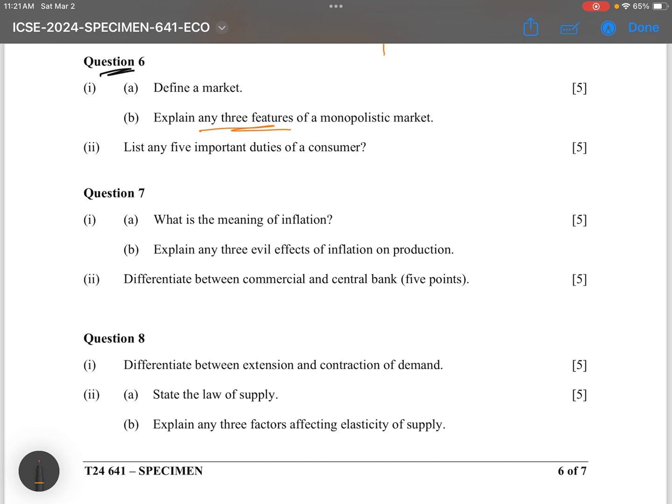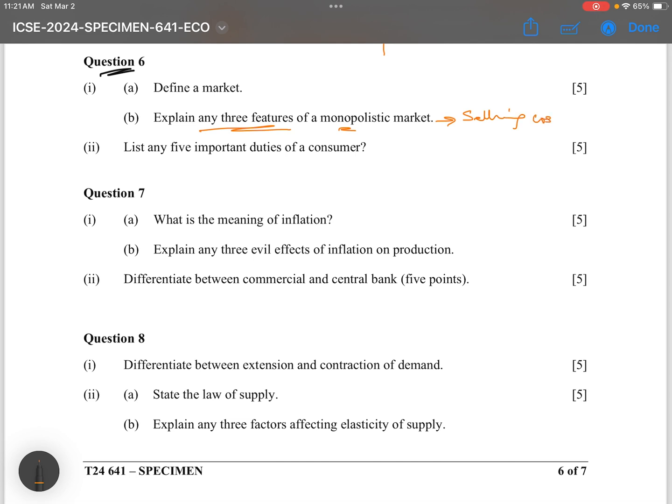So when they're asking us monopolistic market, you will have large number of sellers, large number of buyers. Product differentiation would be the feature of this. Another important feature in this market would be advertisement or selling cost.